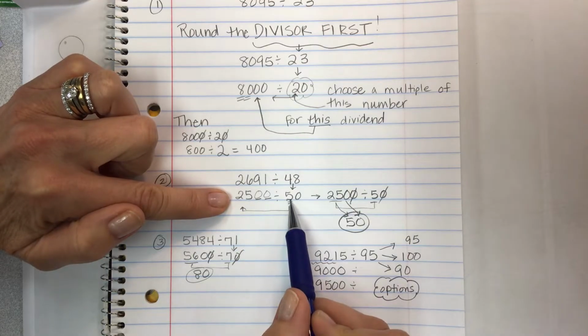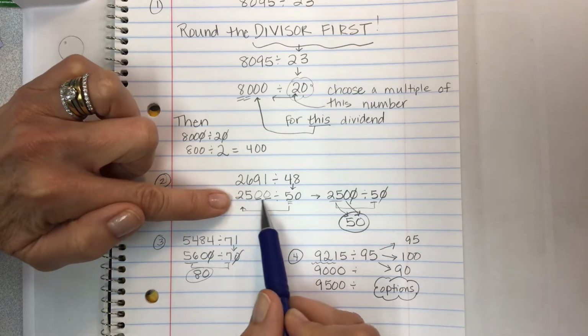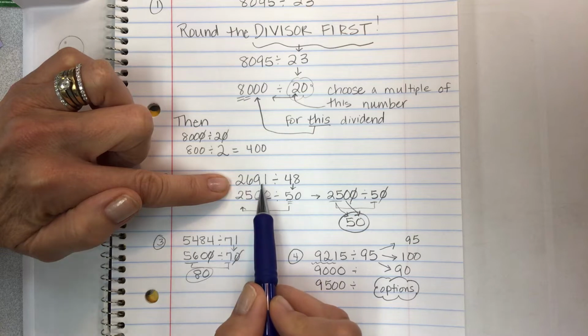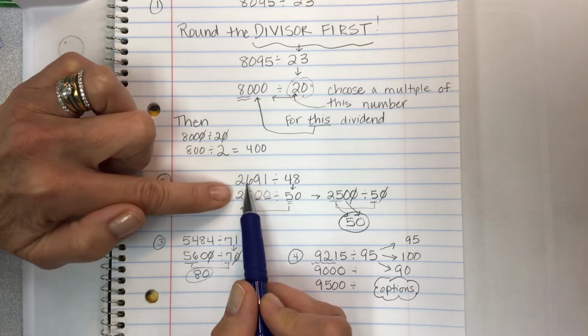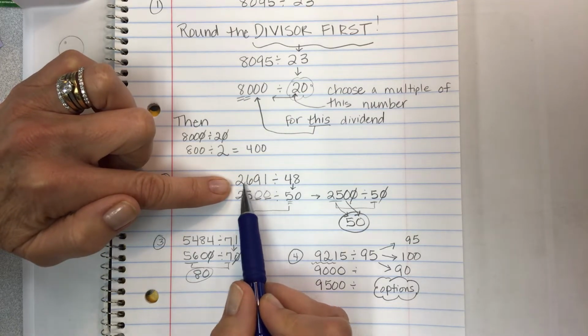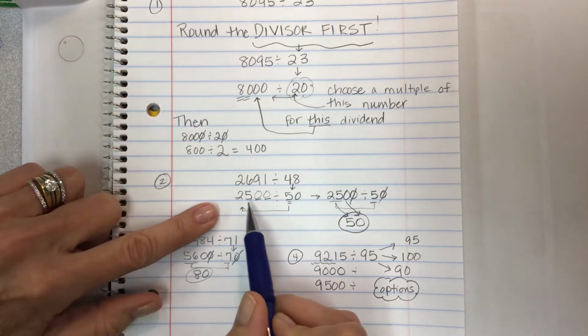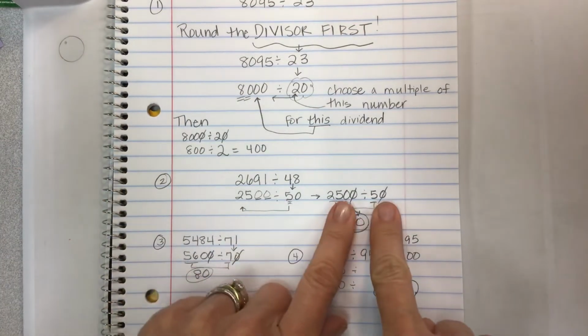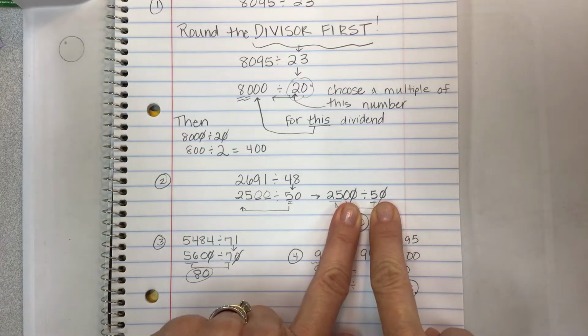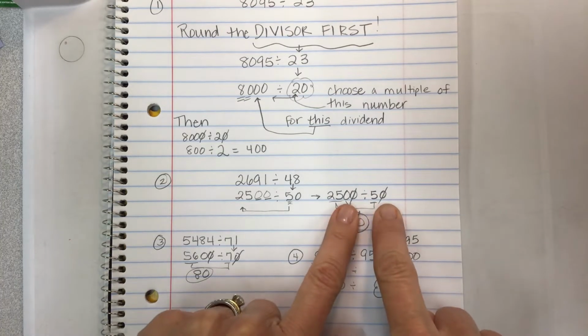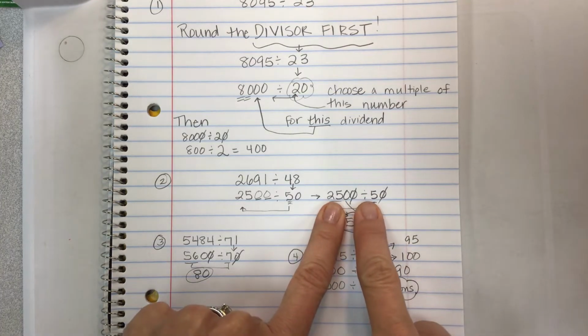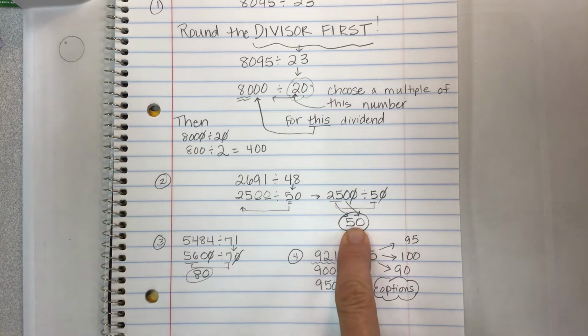25 is a multiple of 5, so you can change this to 2,500, not 2,600, not 2,700. 26 and 27 are not multiples of 5, and you have to use a multiple of this number that you have rounded first, okay? So you end up with your 2,500. You have your offsetting zeros, because if you divided both sides by 10, that would leave you with 250 divided by 5, and then you can have your 50.